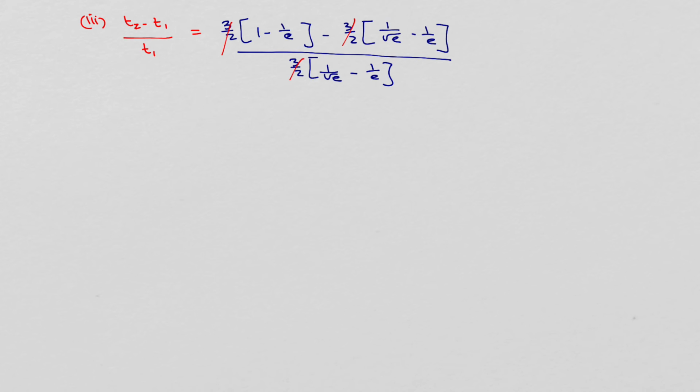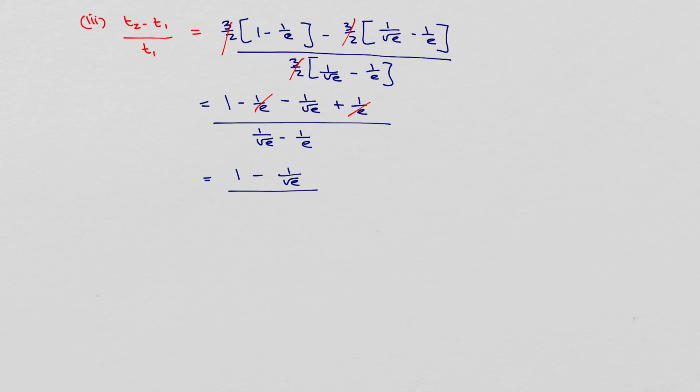So I'm going to divide everything above and below by 3 over 2 and get rid of my brackets on the top line. So my 1 over e's are going to cancel. We have minus 1 over e plus 1 over e is 0. So that leaves me with 1 minus 1 over root e on the top and 1 over root e minus 1 over e on the bottom. So I'm going to multiply the top and the bottom by the conjugate, which is 1 over root e plus 1 over e.